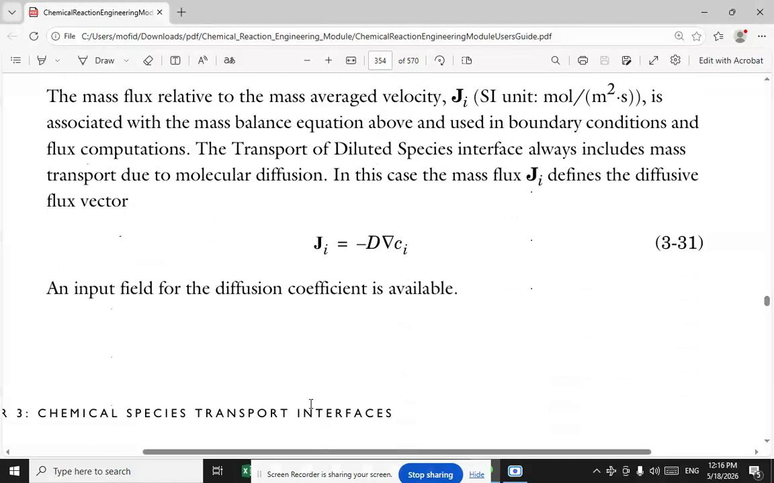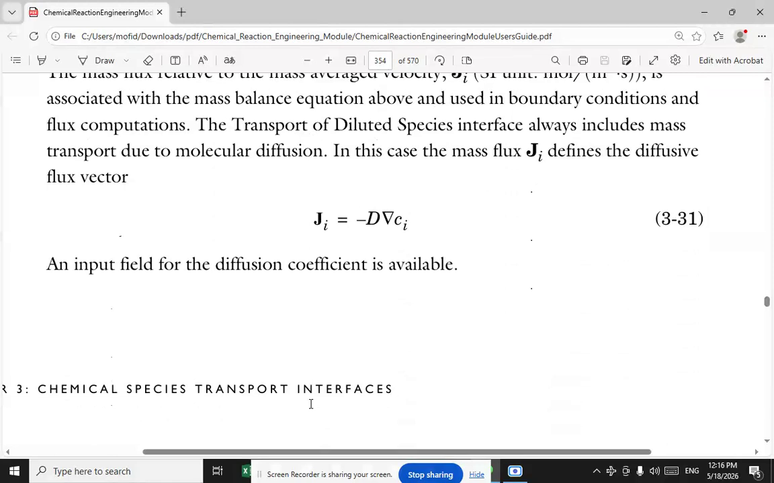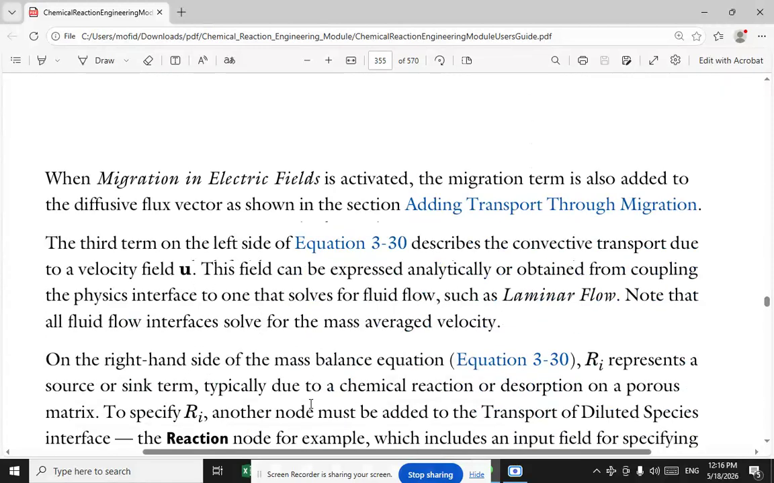The Transport of Diluted Species interface always includes mass transport due to molecular diffusion. In this case, the mass flux Ji defines the diffusive flux vector. Ji is equal to minus Di gradient of ci, and an input field for the diffusion coefficient is available. When migration in electric field is activated, the migration term is also added to the diffusive flux vector, as shown in the section Adding Transport Through Migration.